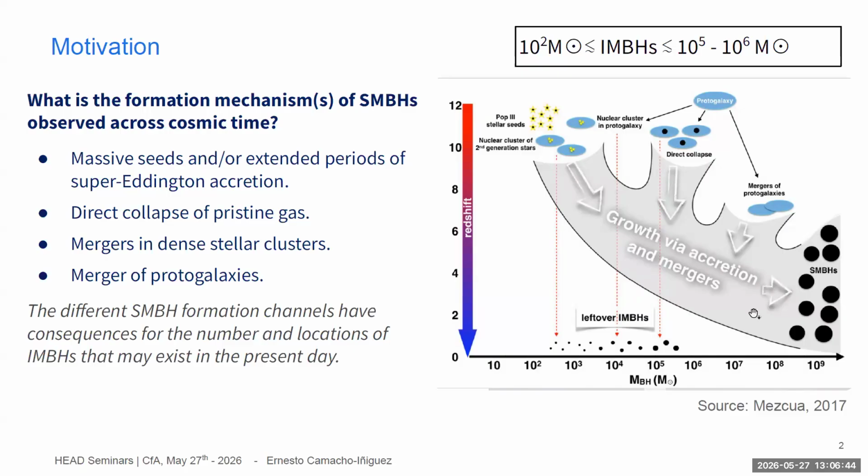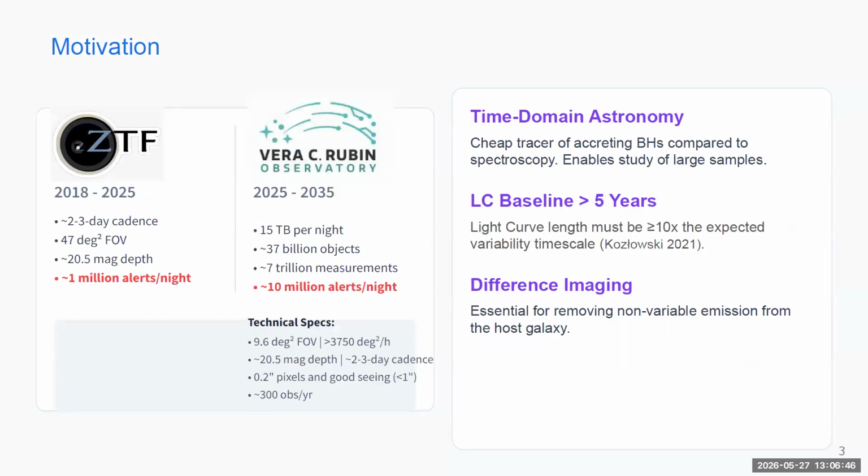The motivation to use ZTF is because we're in the time domain, right? So it is a cheaper tracer of black hole accretion, especially when dealing with large samples, in comparison to spectroscopy, for example. Also, ZTF delivers long light curve baselines, longer than 5 years. And this is important because it has been shown by Kozłowski that the light curve length should be at least 10 times the expected variability timescale.